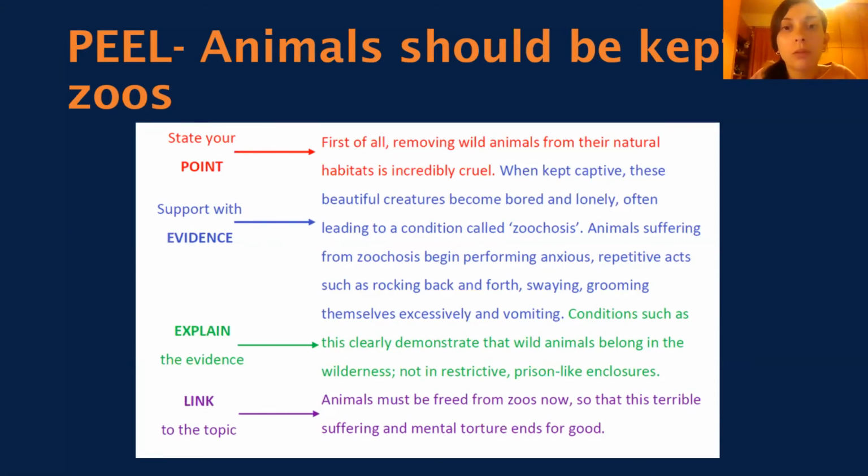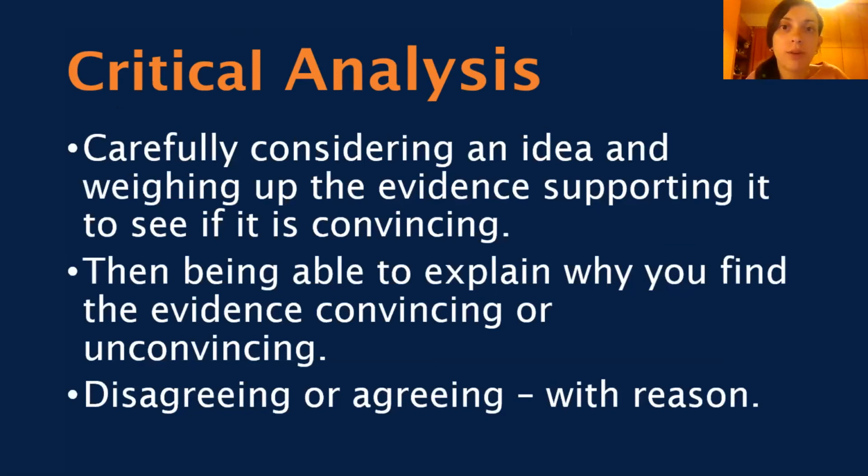Now we're going to talk a bit more about the critical analysis because that's a very important aspect of your academic writing. And it's something that usually your examiners will look for in order to give you a very high mark. First, critical analysis is carefully considering an idea and weighing up the evidence supporting it to see if it is convincing. Then you need to be able to logically explain why you find the evidence convincing or unconvincing. In other words, it is disagreeing or agreeing with the evidence with reason.